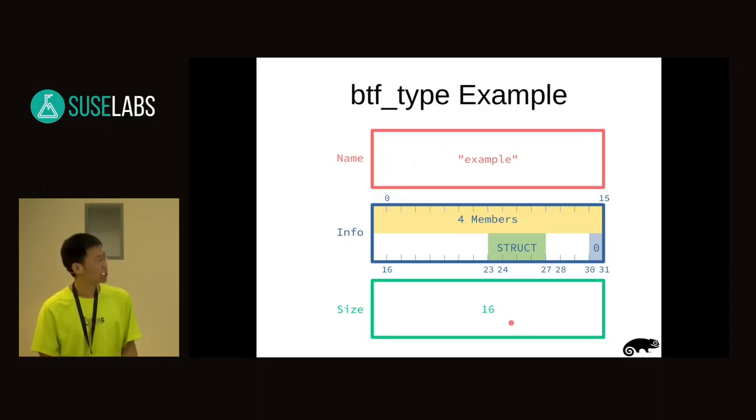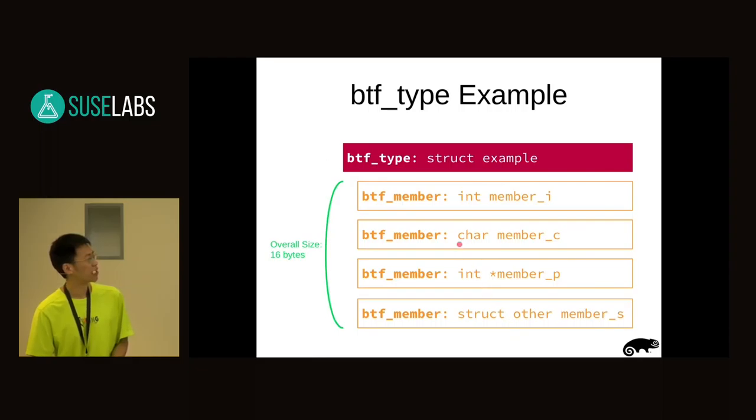Then this type will follow like this, and just like the example, you will have BTF members for the first member I, then member C, member P, and member S. You just follow this kind of structure. Okay, so that's basically the type section.